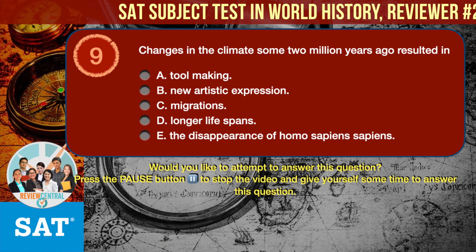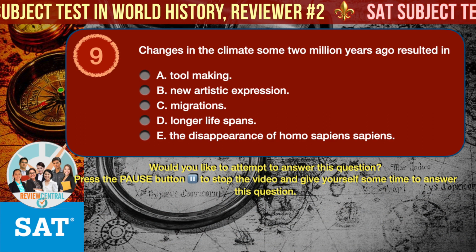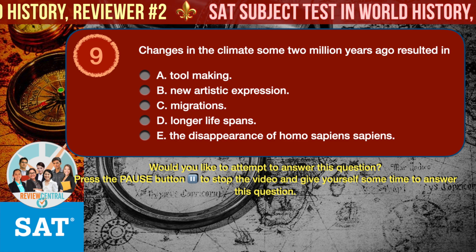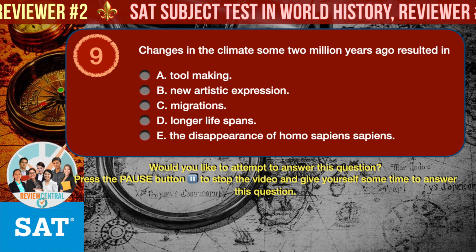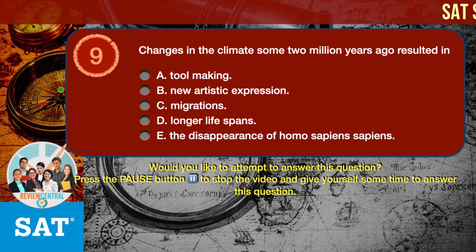Question number 9. Changes in the climate some 2 million years ago resulted in A. Tool-making. B. New artistic expression. C. Migrations. D. Longer lifespans. E. The disappearance of Homo sapiens sapiens.